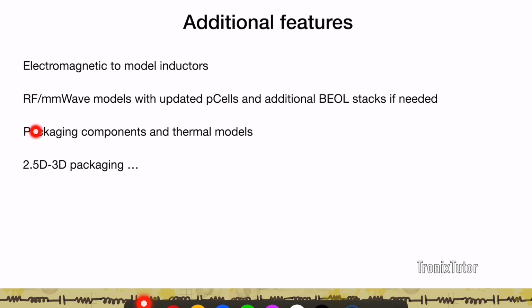You'll see these days that a lot of PDKs also contain packaging components, especially as we move to 2.5D and 3D integration. You'll see that these become large components of the PDK. And so you'll see that the foundry brings in rules for 2.5D, 3D packaging in the subsequent technology nodes.